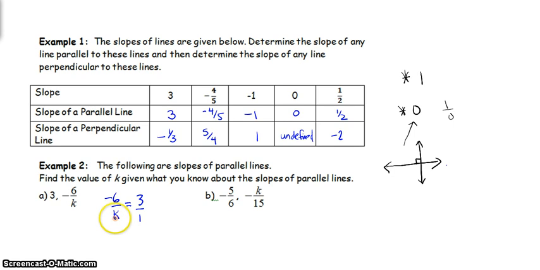Or we could cross multiply. 3 times k equals 1 times negative 6. Divide both sides by 3. Oh, k is just negative 2. If k is negative 2, I get a slope of 3.